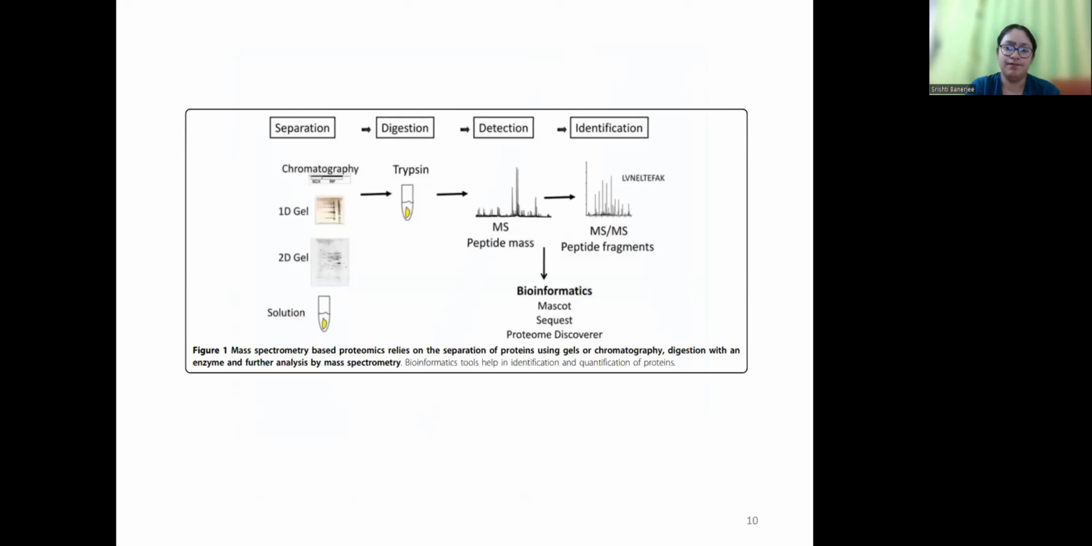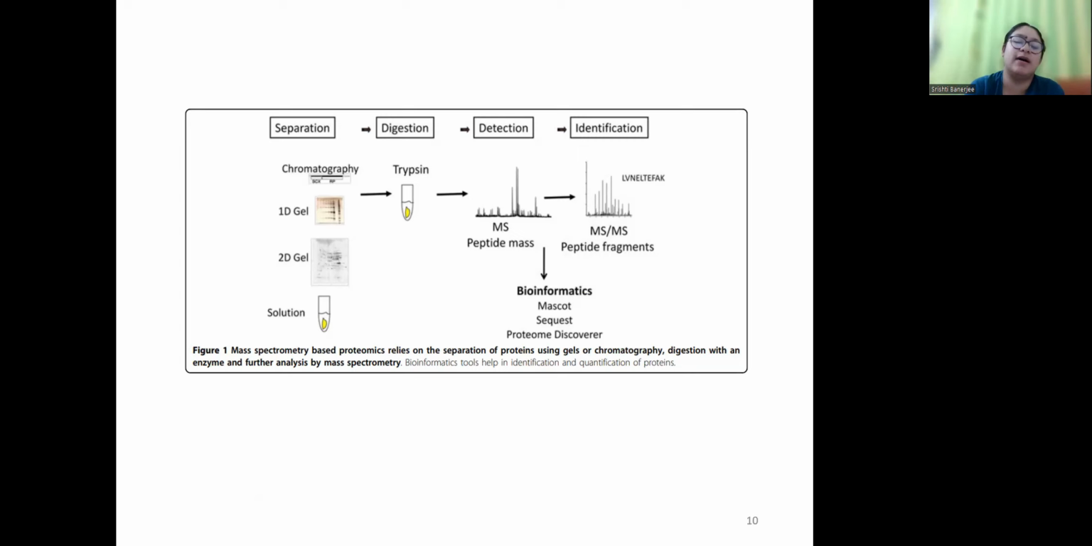Okay. So as we were discussing, the question asks what should be your pipeline or your protocol. First is separation, then digestion, then you have to detect, and then you have to identify. And then comes bioinformatics, that is, how we are going to analyze.